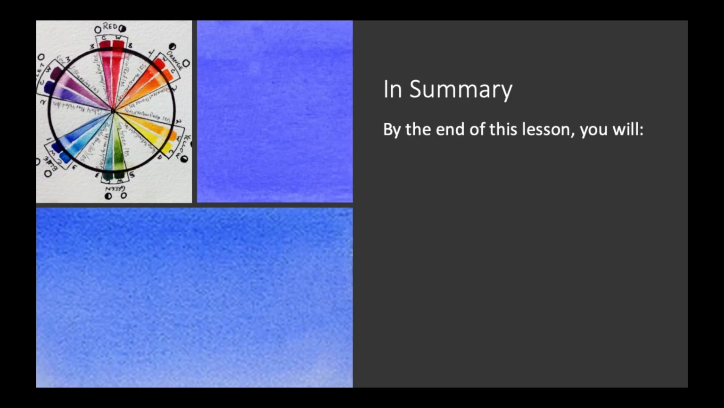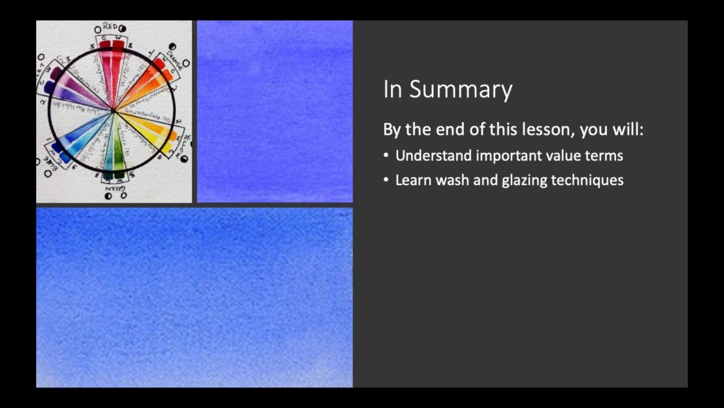So in summary then, by the end of this lesson, you will understand the importance of value terms that we went over. Know that value is a range from light to dark. What is figure? What is ground? What's a wash? What is a flat wash versus a graded wash? What is a shape versus a form?